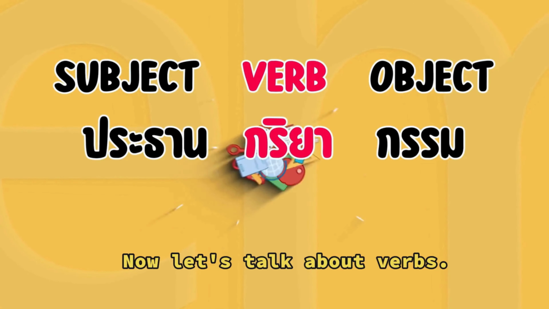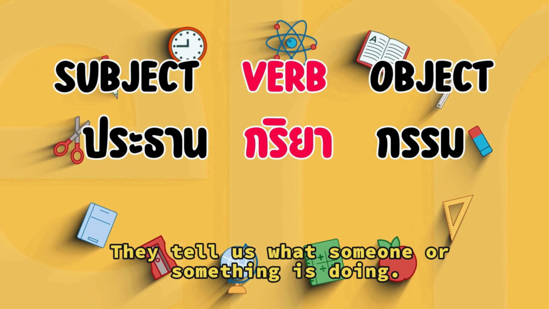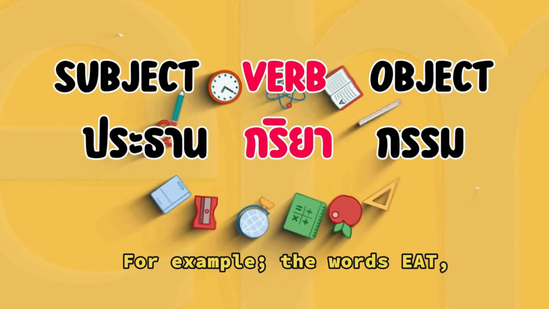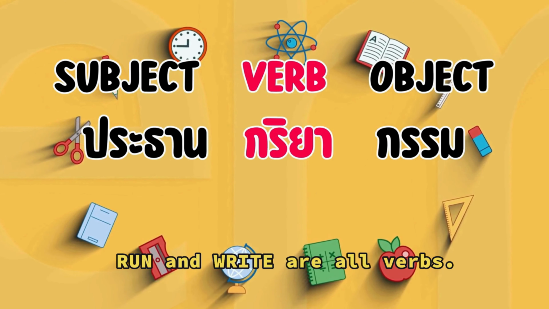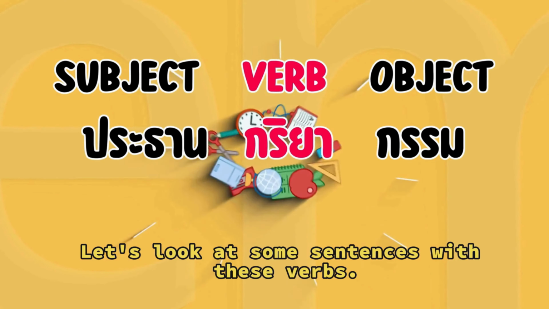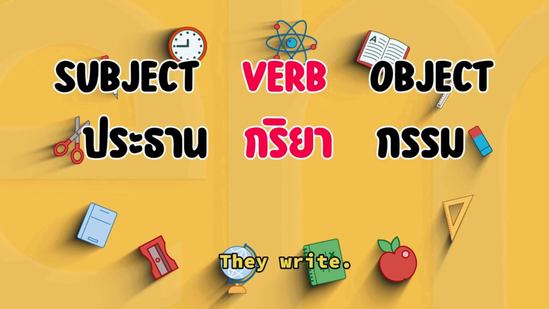Now, let's talk about verbs. Verbs are action words. They tell us what someone or something is doing. For example, the words eat, run, and write are all verbs. Let's look at some sentences with these verbs. I eat. She runs. They write.